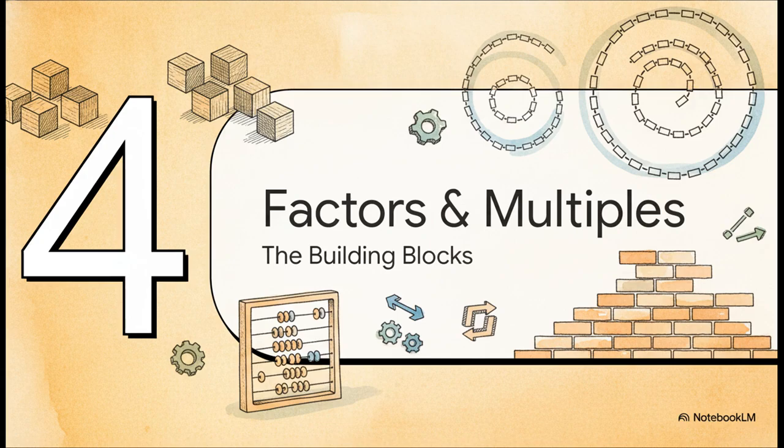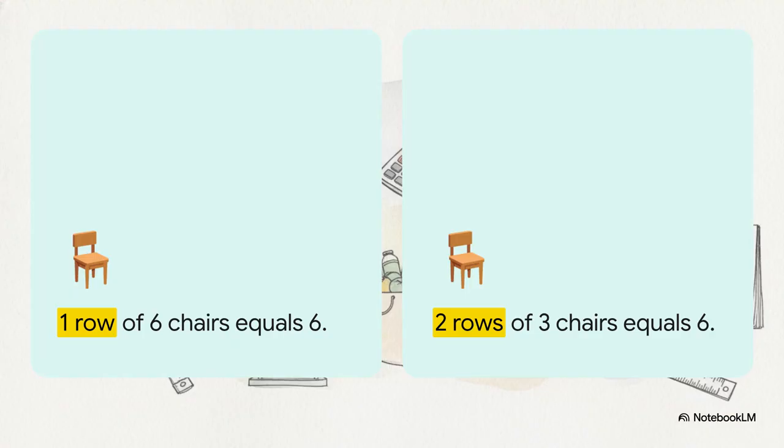Okay, on to Section 4, Finding Factors and Multiples. We just looked at breaking a single item down. Now we're going to look at grouping whole numbers together. Imagine for a second you're setting up a room and you need to arrange 6 chairs. You could put them all in one long single row of 6. Or you could set up 2 rows with 3 chairs in each. In both of those scenarios, 1 times 6 equals 6 and 2 times 3 equals 6. You are hitting the exact same total quantity, but you're getting there by multiplying entirely different sets of whole numbers.